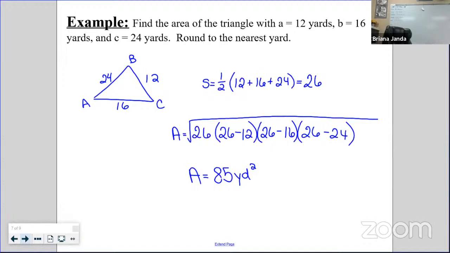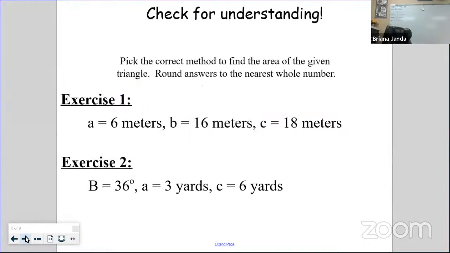Okay. Without me telling you which formula to use, find the area of these two triangles.